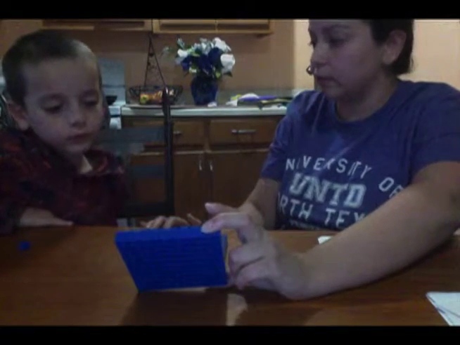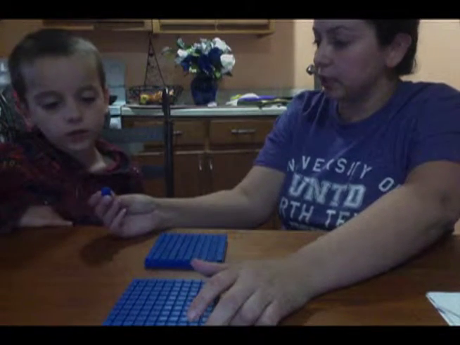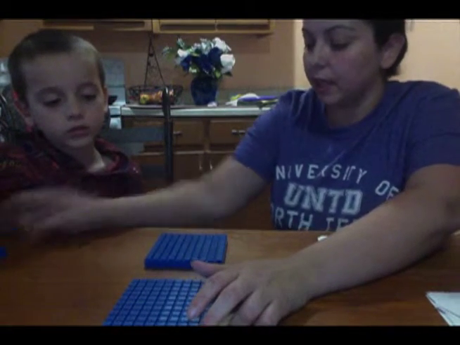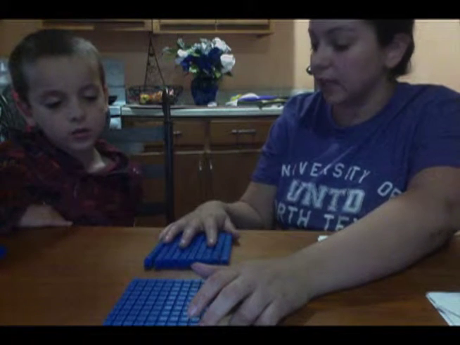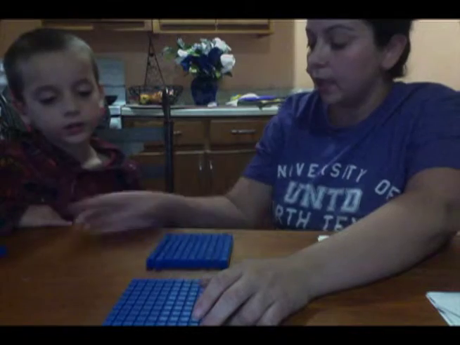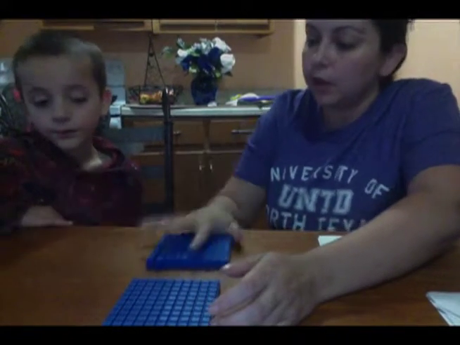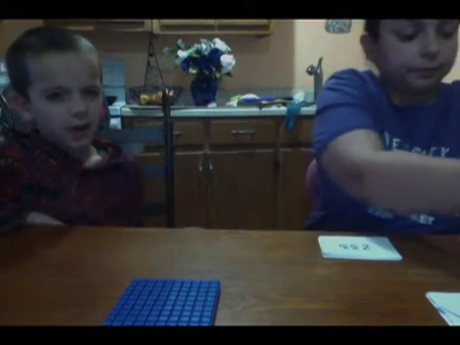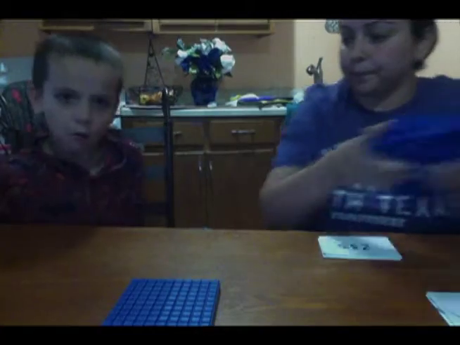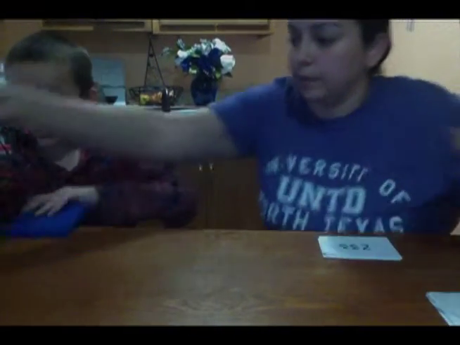So one of these is considered 100, okay? And what are these considered? Ones, very good. And these are 10s. So 10 groups of 10 equals 100. And if we had 100 of these, what would they equal? 100. Very good. Okay, so let's play with our greater than, equal to, and less than. So now we have your blocks. Let's do some together.